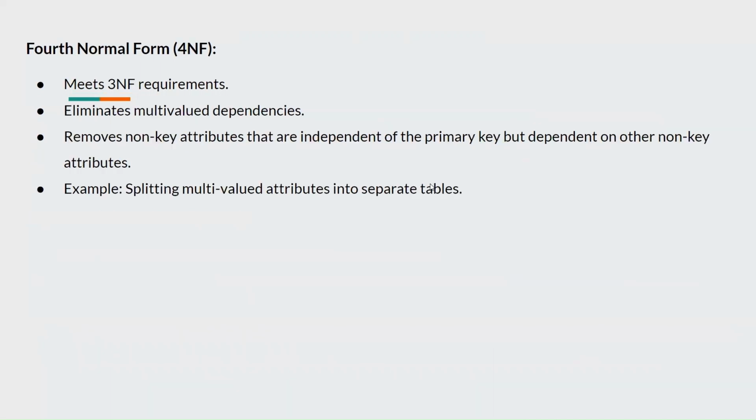Then we had the fourth normal form, which builds upon the third normal form requirements. In fourth normal form, we eliminated the multi-valued dependencies. It removes non-key attributes that are independent of the primary key but dependent on the other non-key attributes. Example: splitting multi-valued attributes into separate tables.